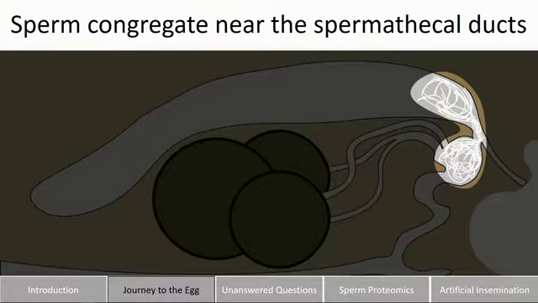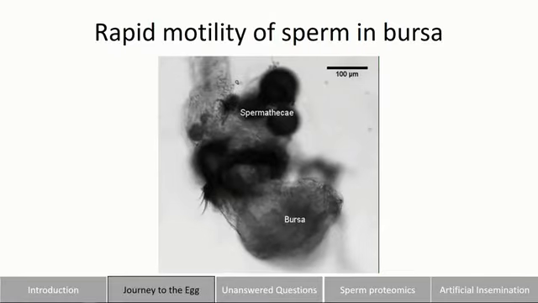In vivo, these active sperm are going to be congregating near where they need to be stored by the spermathecal ducts. And this is a pretty rapid and almost violent motion. And I've taken video of this. Here's the bursa and the spermathecae. And if you look closely, you can see this mass of sperm in between the two, moving the wall of the bursa.